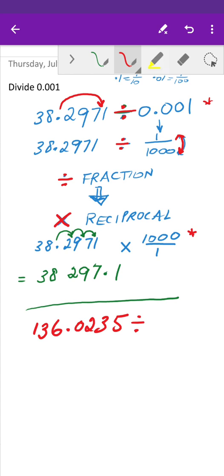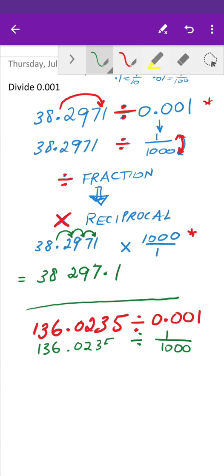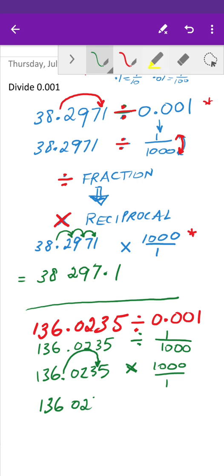So you can take any value such as 136.0235 to divide by 0.001. Just recapping, I'm going to change that into 1 over 1,000 because that's what 0.001 is. You can see where this is going. It's just a repeat. To divide by 1,000th is the same as multiply by its reciprocal, flip it over. And so we've got 136.0235. To divide by 0.001 is the same as multiply by 1,000. And the decimal is going to jump 3 places to the right because it's multiply. And so it's 136,023.5.